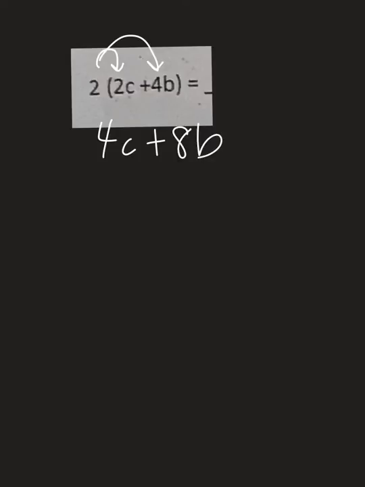So again, we're just multiplying that number on the outside of the parentheses by the coefficients on the inside, and we're keeping the variables with the numbers that are inside the parentheses. Okay, we cannot combine 4c and 8b because they are not like terms, so our expression is simplified.